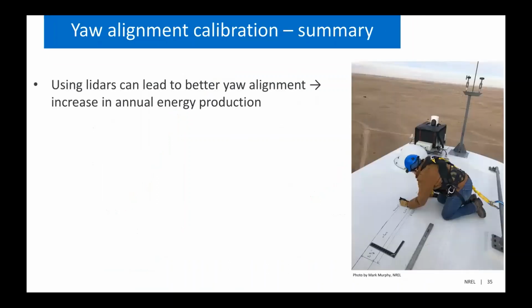So a summary on yaw alignment calibration: using LiDARs can lead to better yaw alignment and can increase the annual energy production. The improvement will vary depending on the vane errors. Some wind turbines may have very little vane error, and with that, there's not much to improve on. But if there's a turbine out there that's behaving poorly, maybe it's due to vane error, and then a LiDAR can help correct that.